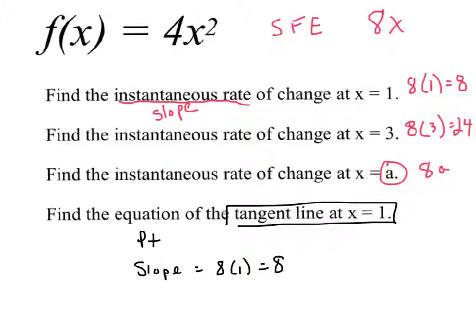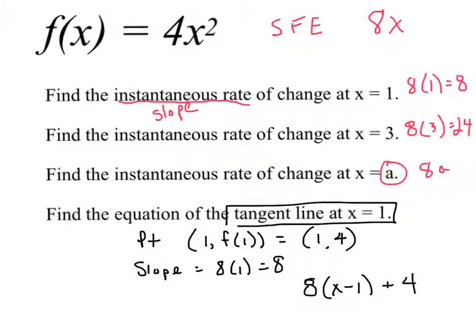To get the point on the curve, I plug 1 into my original equation, so it's just f of 1, which if you go back up there, 4 times 1 squared is 4. So my tangent line is 8 times x minus 1 plus 4. On the next slide, I'm going to show you the graph.